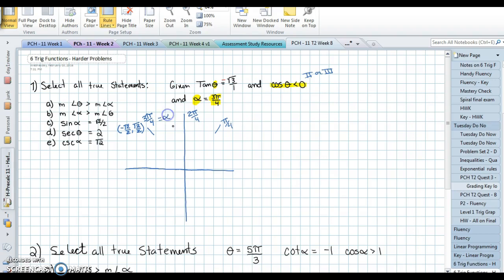First of all, we can plot alpha here at 3 pi over 4, and we know the cosine is negative radical 2 over 2, and the sine is square root of 2 over 2. So I could answer some of the questions with that, but I feel like we also need to figure out more about theta.